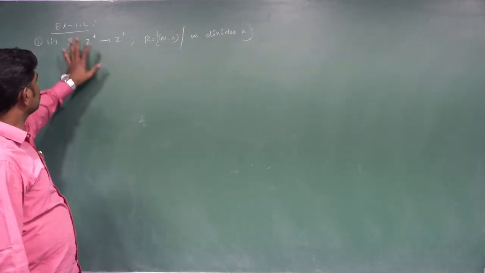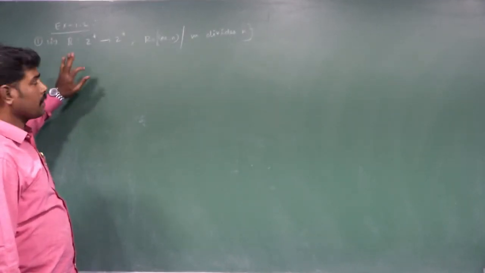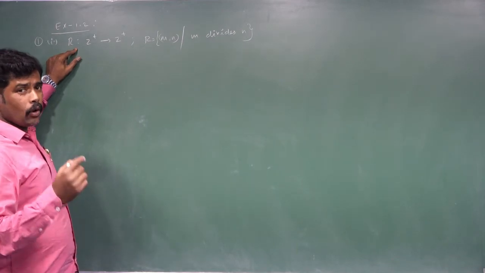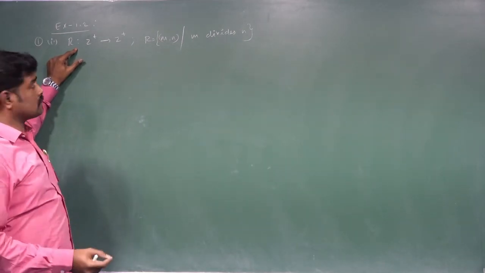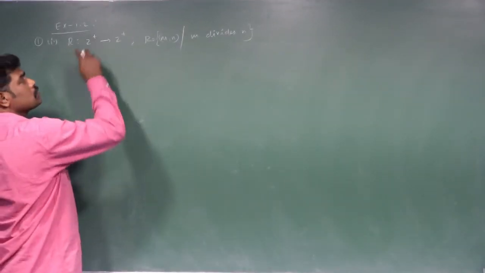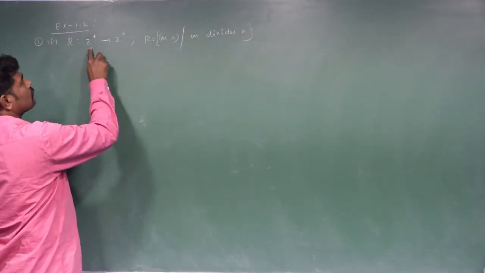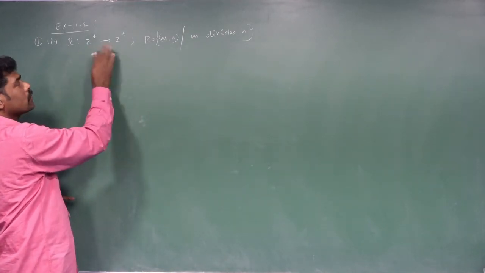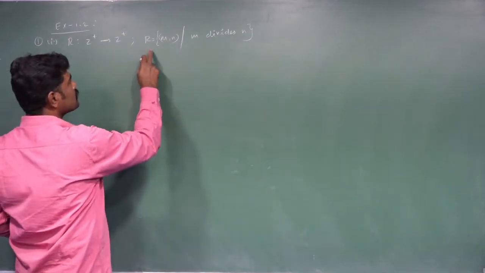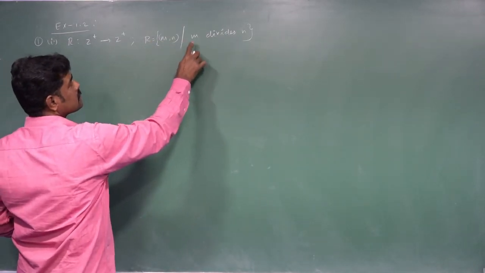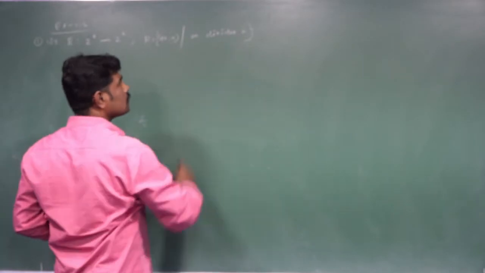Now, in exercise 1.2, the first question. Relation R is declared on the set of positive integers. Z means the integer set, Z power plus means positive integers. Relation on the set means from the set to the same set. Both are positive integers. And what's the relation here? The pair m comma n satisfies m divides n.